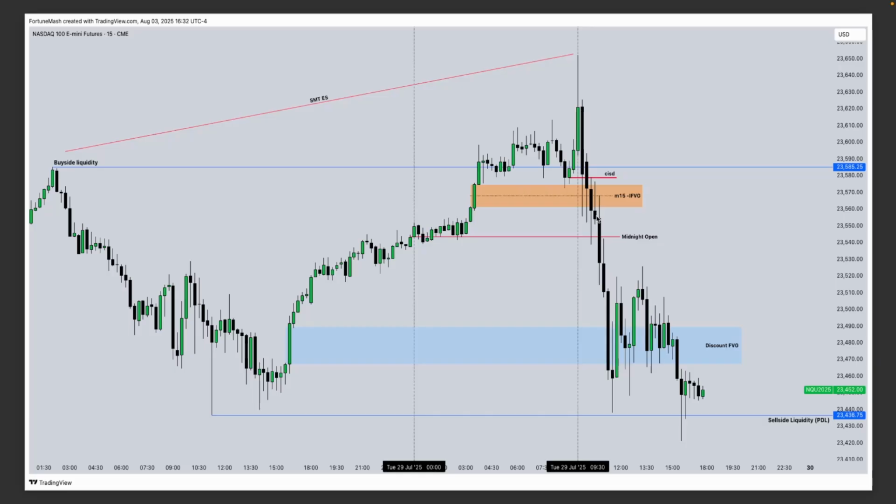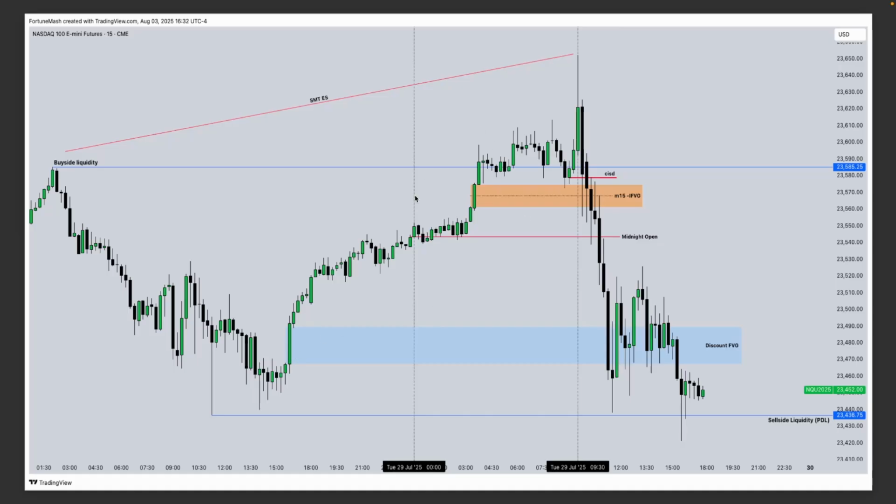So now when we close below it, when you come back and close below it, we're expecting to see it act as resistance. So this now tends to be our IFVG, where we want to see price act as resistance to continuing lower. And again, what do we have in discount? So we have this discount FVG right there.